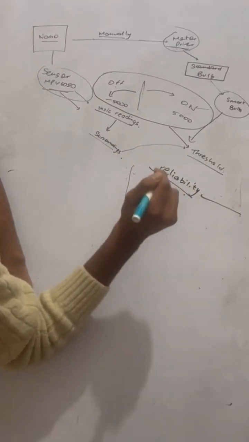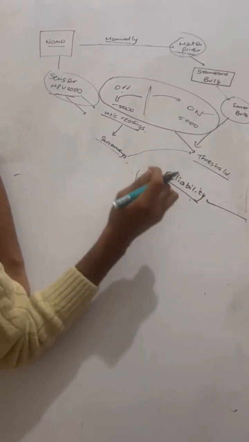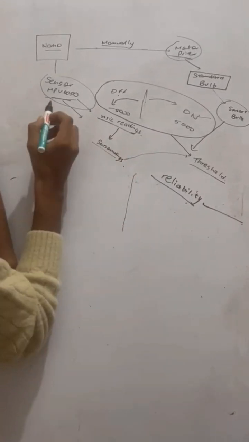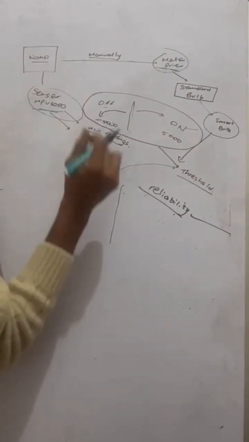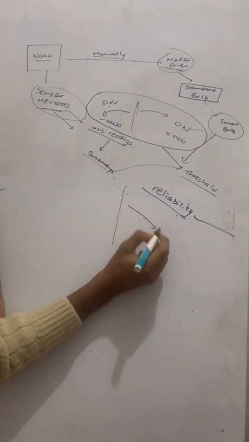So this is my project. And now I'll be explaining the hardware. First of all, before that, I'll be explaining the code for my Nano, what code I'm using, and after that I'll be explaining the hardware.